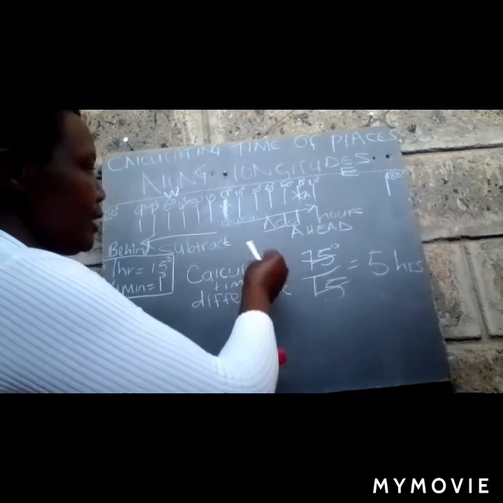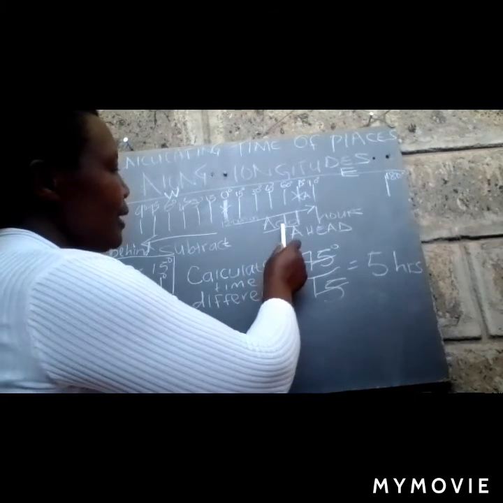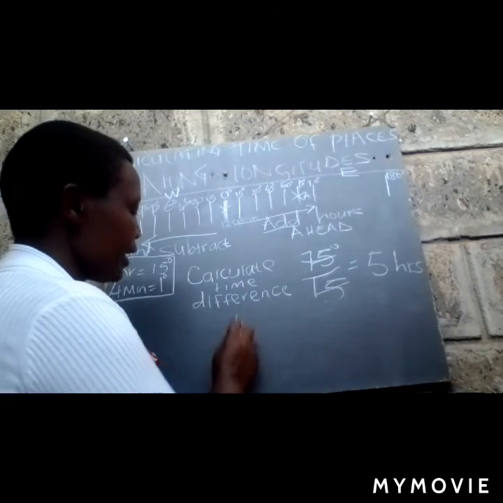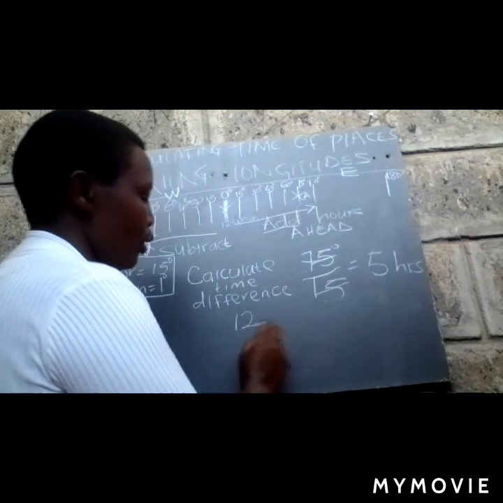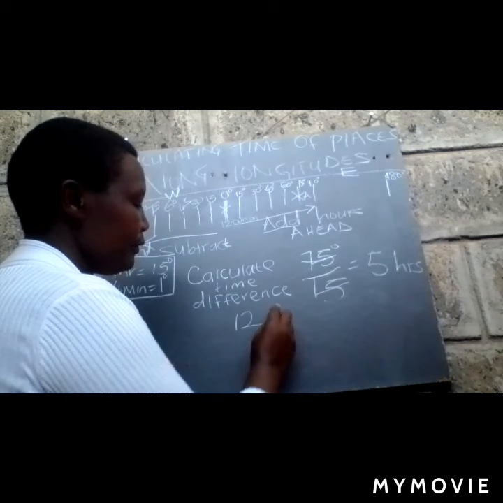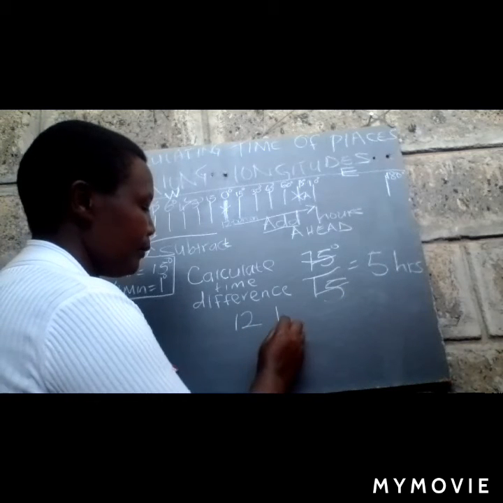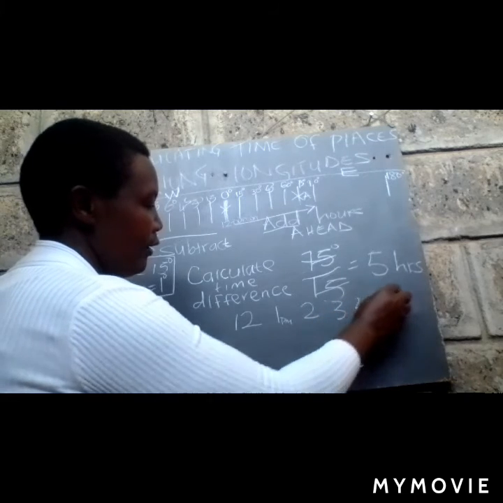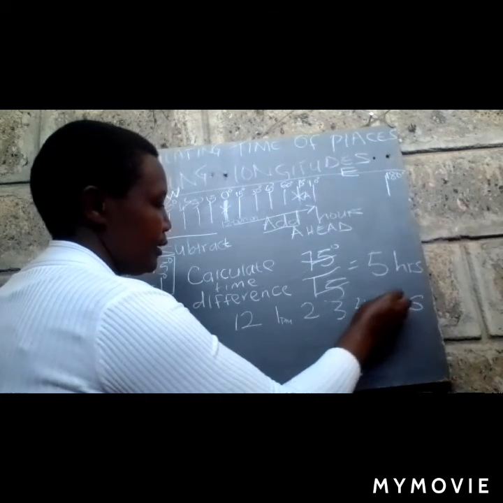So we said that we always add when going east. So if at prime meridian it was 12, we shall add 5 hours. So 12, 1 p.m., 2, 3, 4, 5, 6.